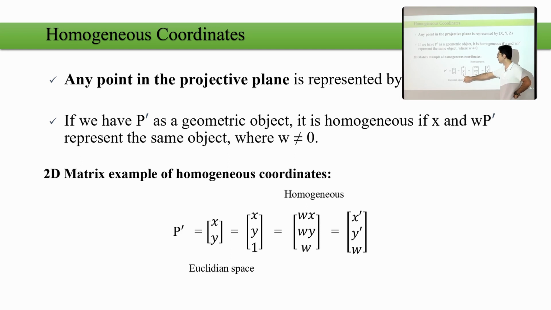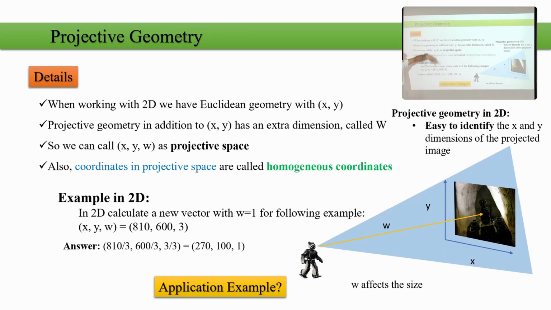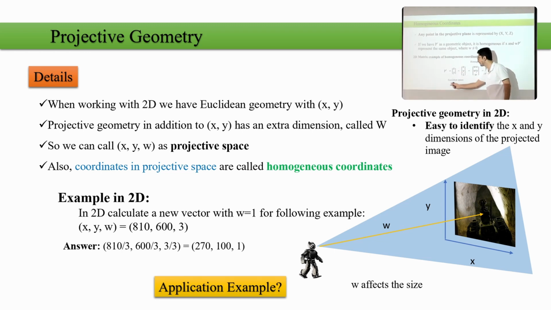If you have x, y, and 1 over here, this 1 is the w that we added in the previous slide. We can write it in the form of a homogeneous coordinate system, with w multiplied: wx, wy, and w. That gives us x prime, y prime, and w, where w is representing the value that we have here. So from Euclidean space, we come to homogeneous space by adding one more parameter named w.